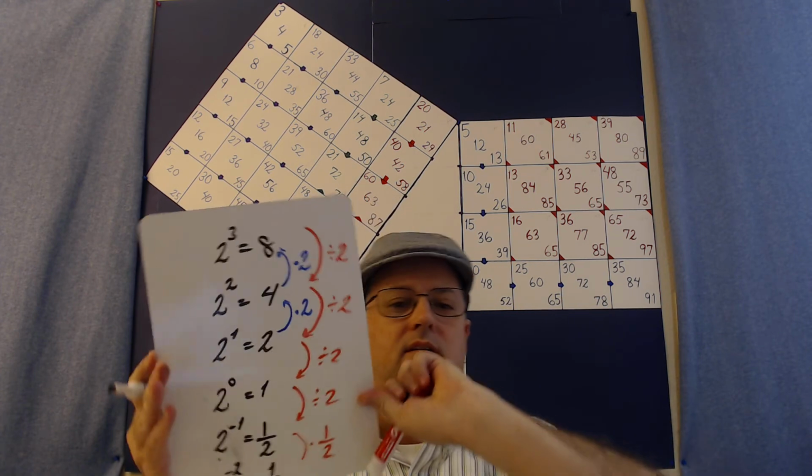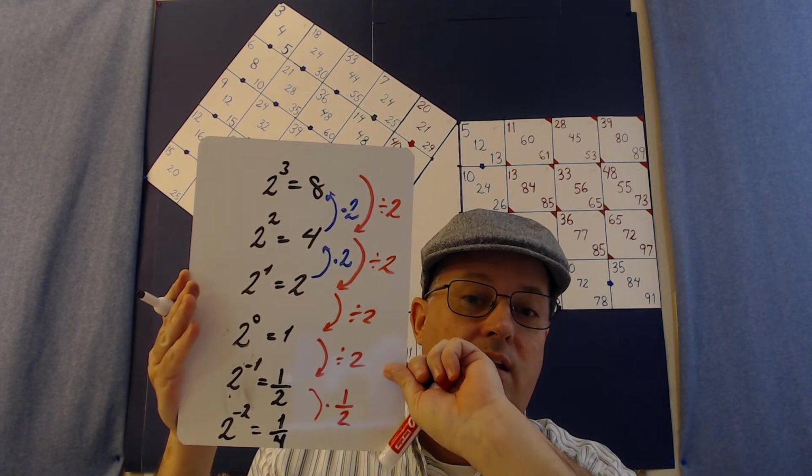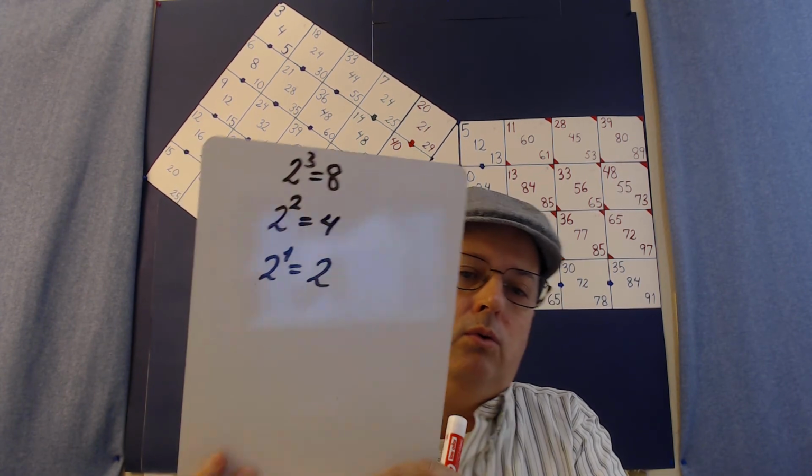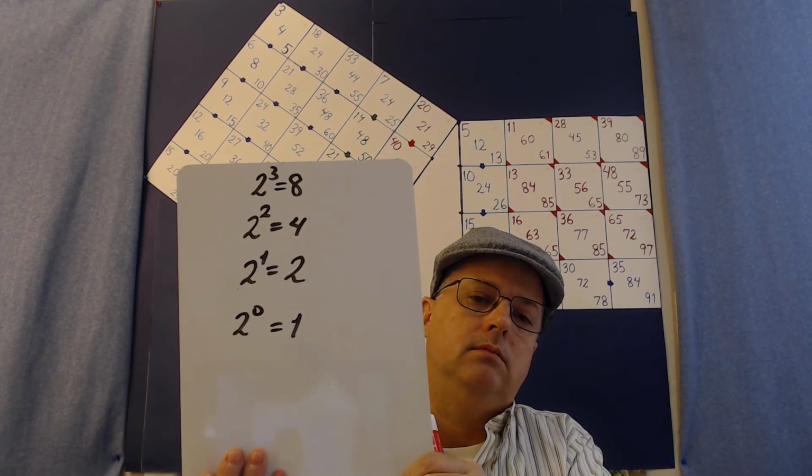Can you look at this and think about that? Okay, let's try it out. So 2 to the third is 8. 2 to the second is 4. 2 to the first is 2. And each time we're dividing by 2. 8 divided by 2 is 4. 4 divided by 2 is 2. And we divide by 2. 2 divided by 2 is 1. And so that's 2 to the 0. And then we divide by 2 again. And that's what 2 to the negative 1 is. It's 1 over 2, a half.